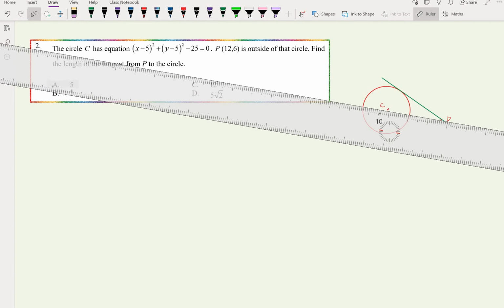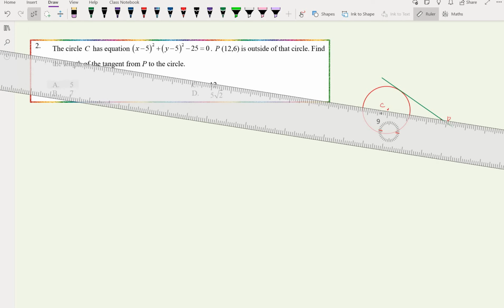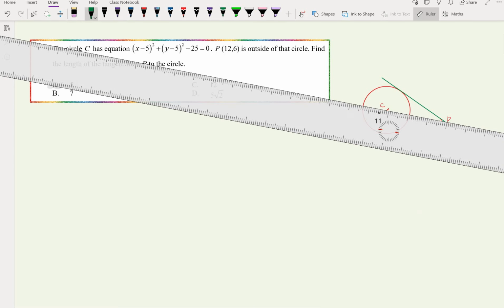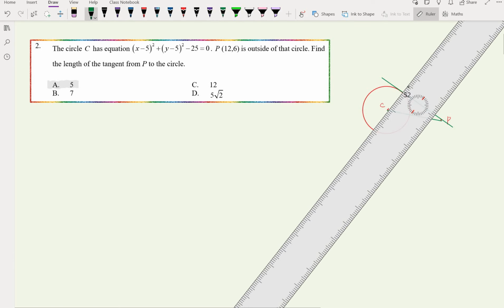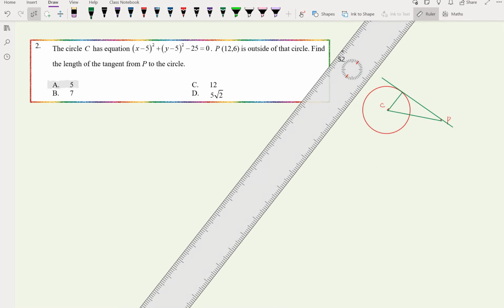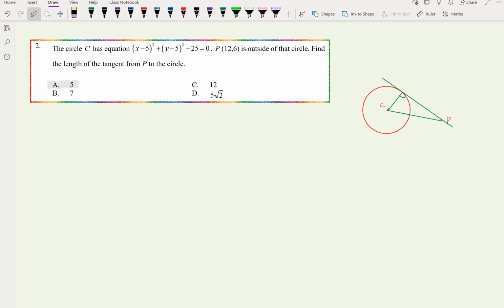Selepas itu, connecting P and C, I'm going to get a line. Salah satu sisi, one of the side untuk my triangle. And then I'm going to have the radius daripada C kepada tangent akan membentuk saya punya 90 degree between tangent and my radius. Okay, so from there, apa yang kita buat? First, kita cari dahulu PC. Jarak antara PC yang mana the distance is equal to square root of. Okay, so kita ganti sahaja nilai pada formula distance.